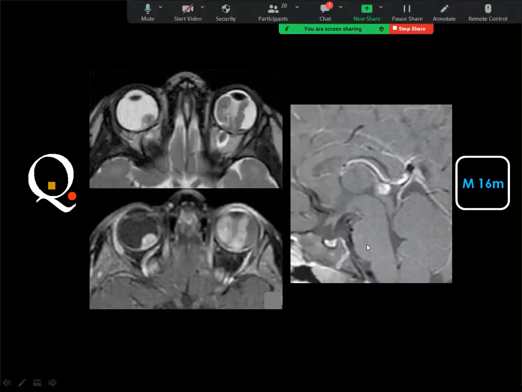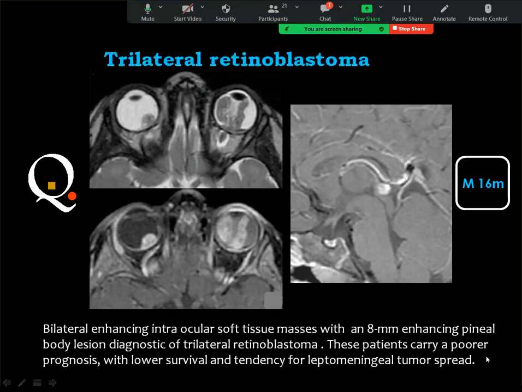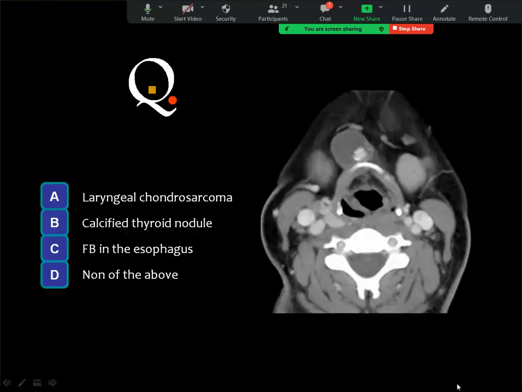Trilateral retinoblastoma, meaning that you got a tumor in the left eye, another one in the right eye, and another tumor in the region of the pineal body. If you got another lesion in the suprasellar area, this is tetralateral or quadrilateral retinoblastoma. This is trilateral: bilateral retinoblastoma and pineal body tumor.